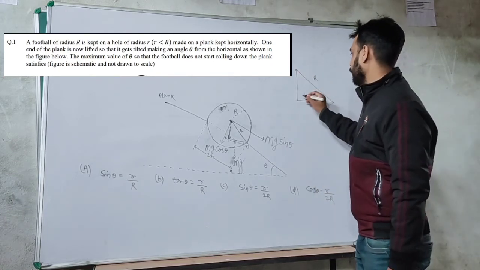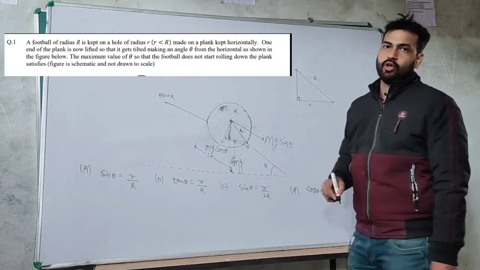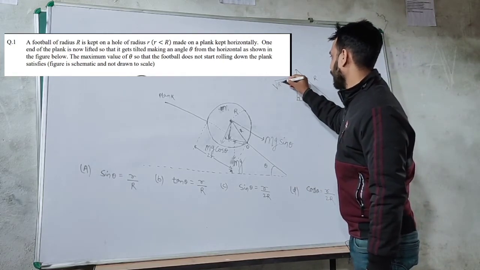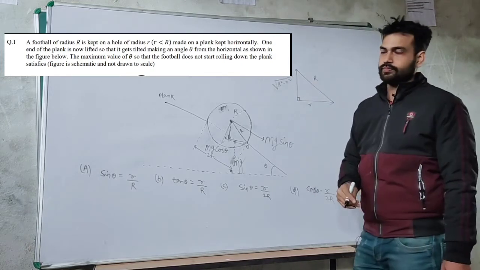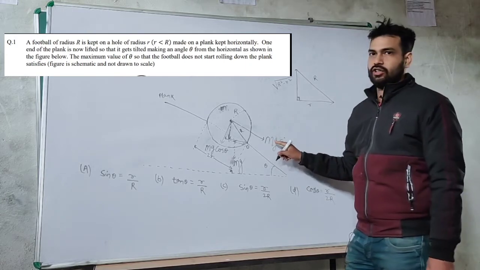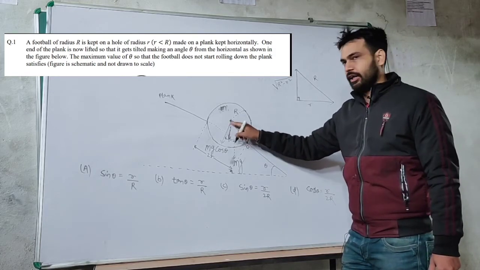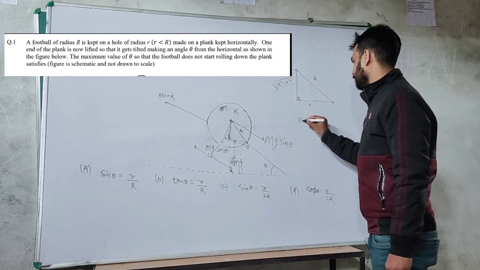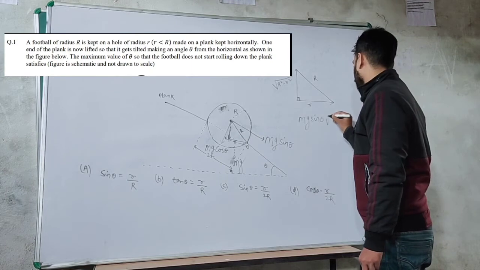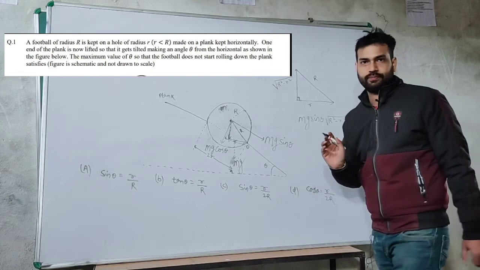So what could be the value of this perpendicular distance? By the Pythagoras formula we can calculate it as root under capital R square minus small r square. So the torque produced by this component of mg along the direction of the plane, that is mg sin theta, is mg sin theta into this perpendicular distance, and this comes to be mg sin theta into root under capital R square minus small r square.